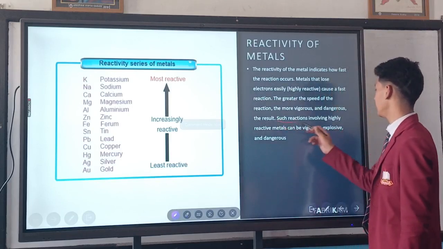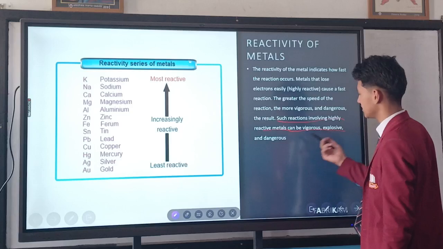And such reactions involving highly reactive metals can be vigorous, explosive, and dangerous.